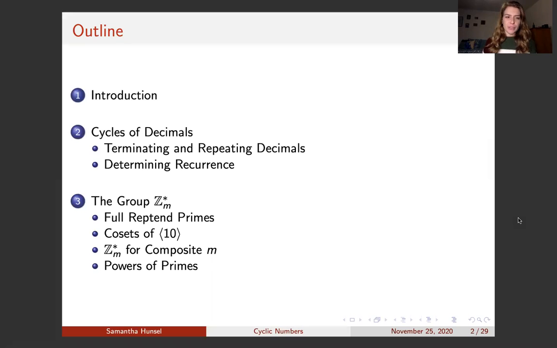So first, we're going to go into a brief introduction, and then we're going to go into two different modes of thought. We're going to look at cycles of decimals and whether they terminate and repeat, and then the group Z_M star, where M is relatively prime to 10, a composite M, and a power of a prime. And then we're going to look at the cosets of the group generated by 10 as well to help us explain some of these behaviors.